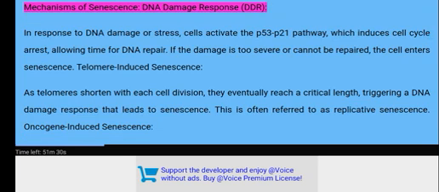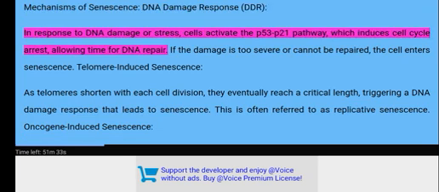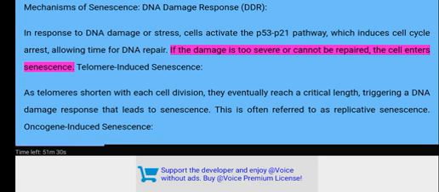Mechanisms of senescence. DNA damage response, DDR. In response to DNA damage or stress, cells activate the p53-p21 pathway, which induces cell cycle arrest, allowing time for DNA repair. If the damage is too severe or cannot be repaired, the cell enters senescence.